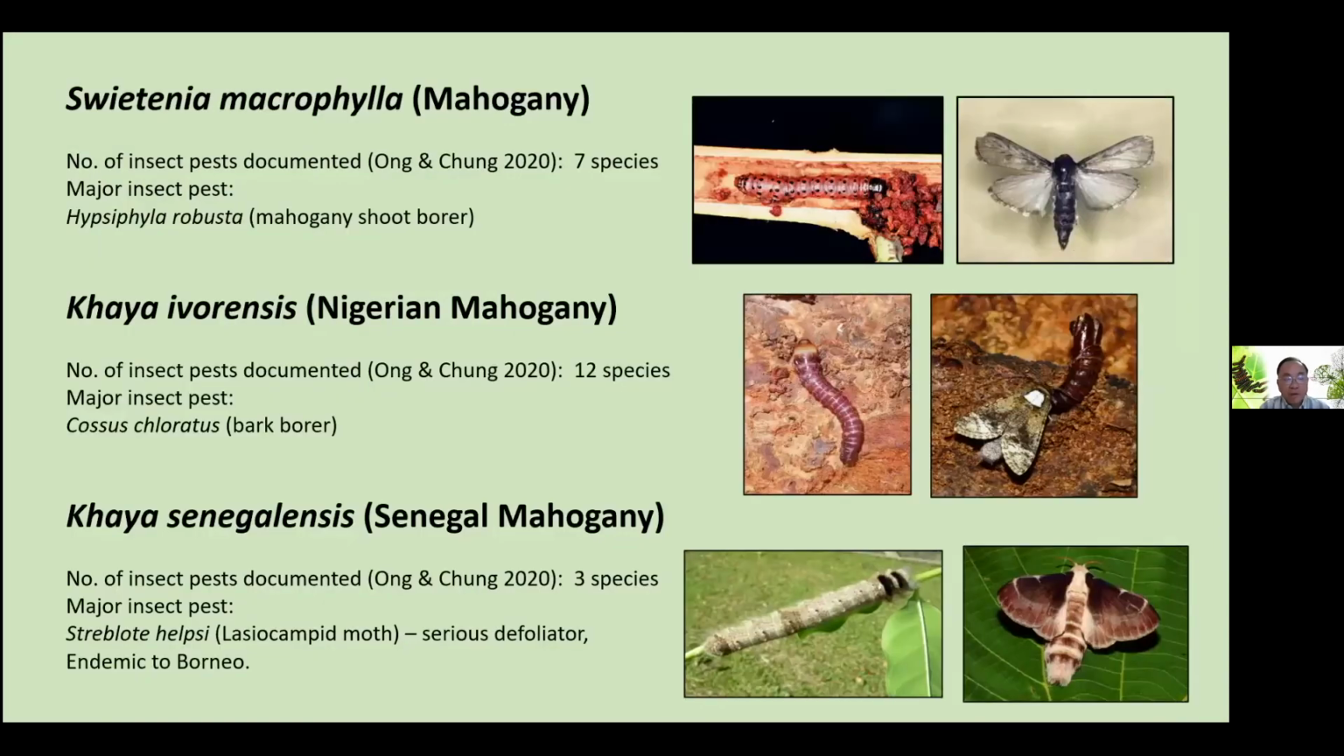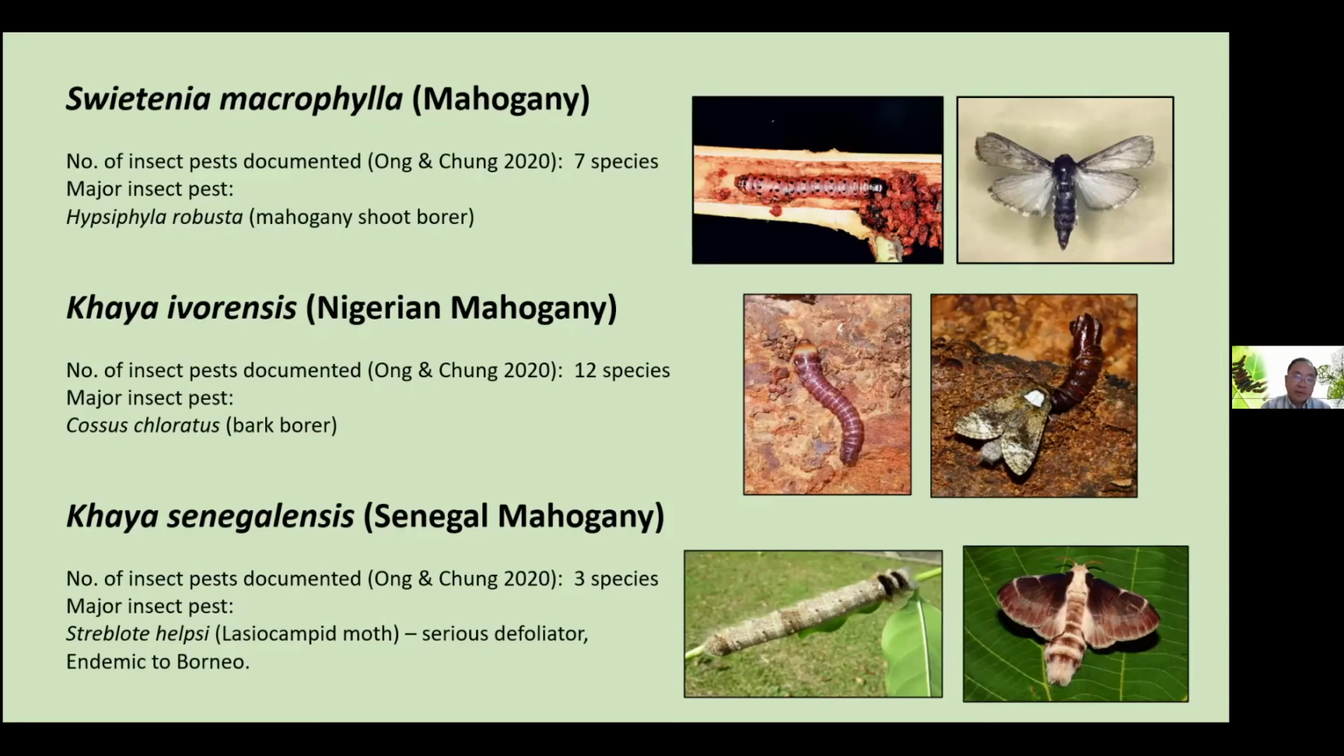For the broadleaf mahogany, Swietenia macrophylla, the mahogany shoot borer Hypsipyla robusta remains the main pest in the mahogany establishment in Sabah as well as in other parts of Malaysia.